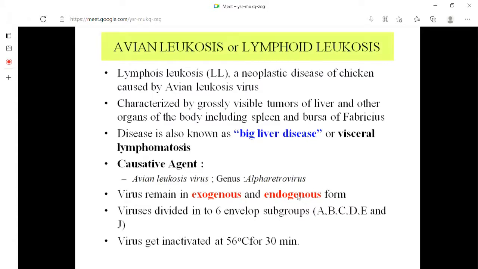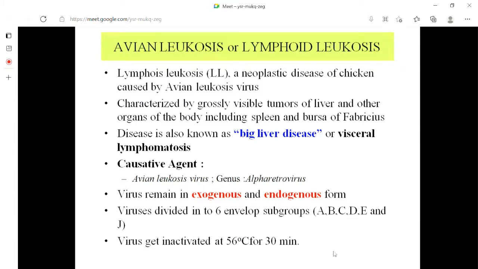Endogenous means vertical transmission, where the copy of the genes remains within the cells, and exogenous is lateral transmission, horizontally. So the disease can be transmitted both horizontally and vertically, and we are more concerned about vertical transmission because, when vertically transmitted, you don't get any clue that the bird is having any infection, and it will pass this copy again to the next generation. So somehow we have to control it for controlling the disease in the population.